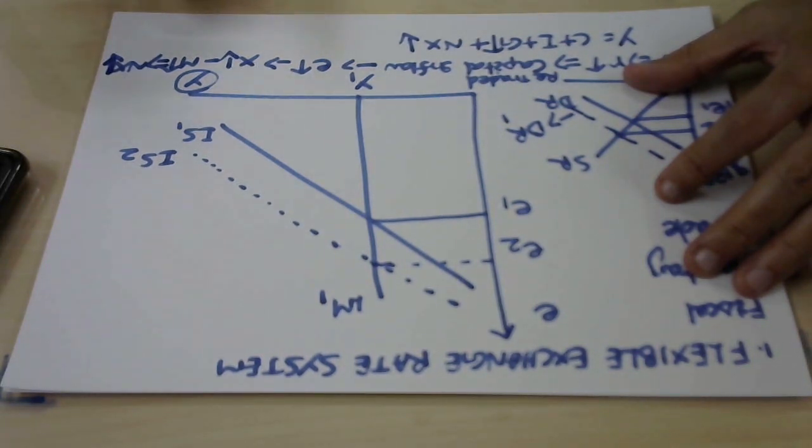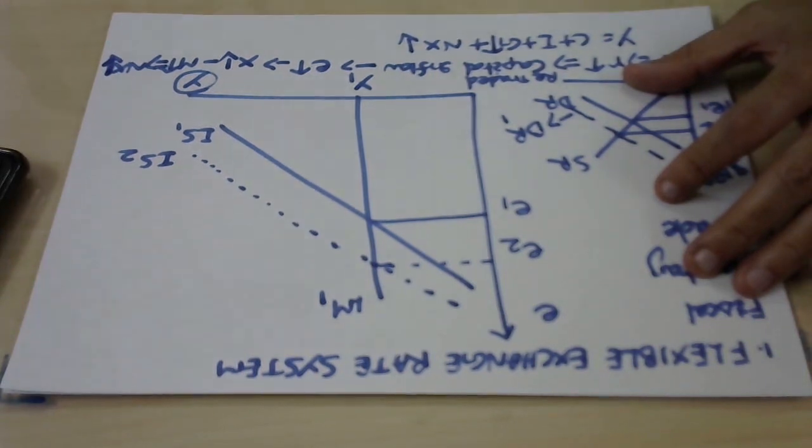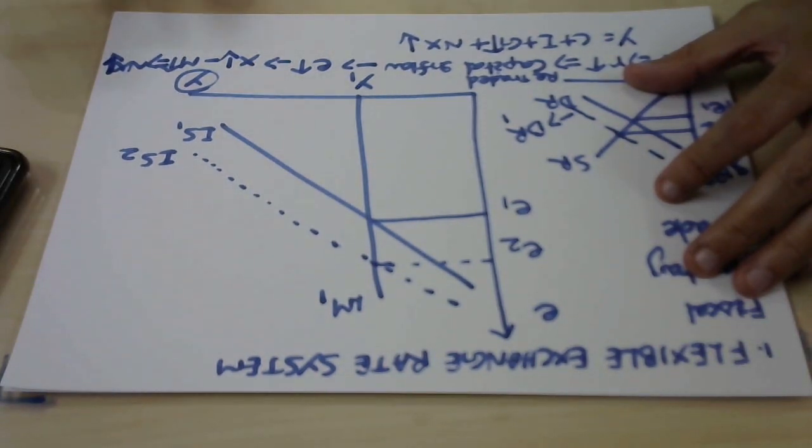Y is remaining unaltered and the fall in NX is matching the increase in G, because nothing had changed in the money market. Money supply has not increased or decreased, so the domestic interest rate is still equated with the world interest rate, and that corresponds to only one level of GDP, which is Y1. So the fall in NX will be to an extent which completely negates the expansionary impact of fiscal policy.